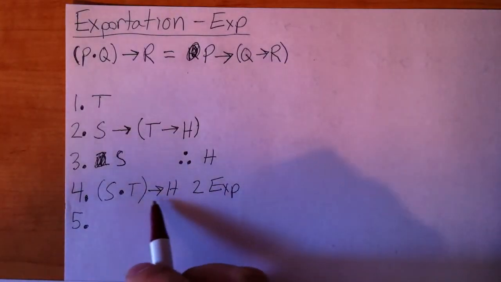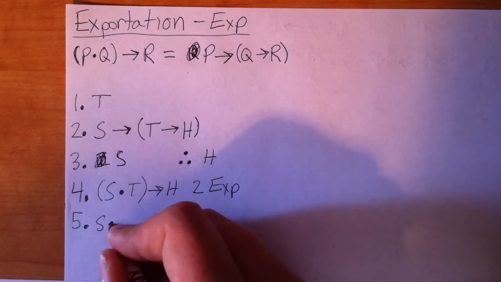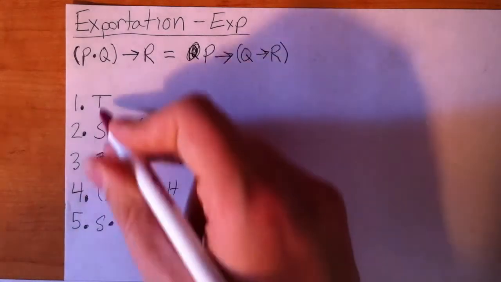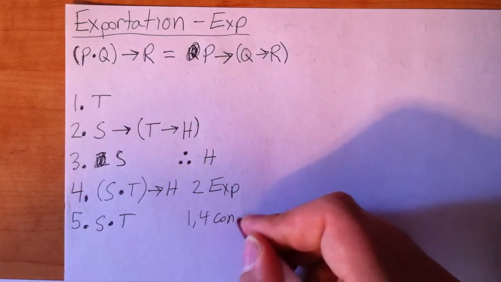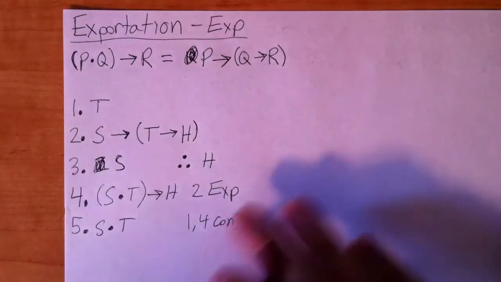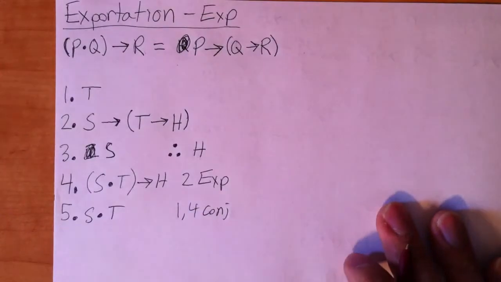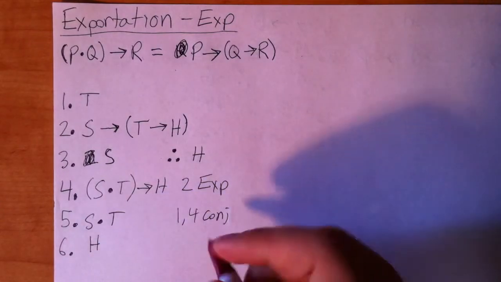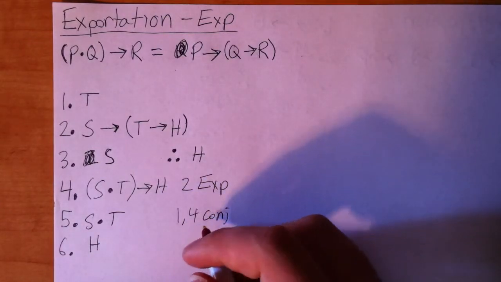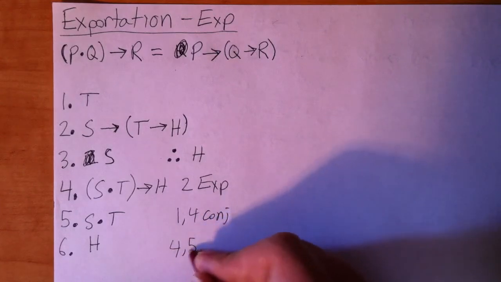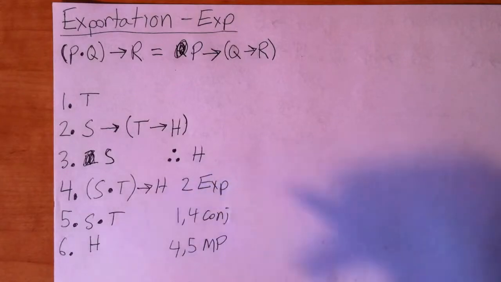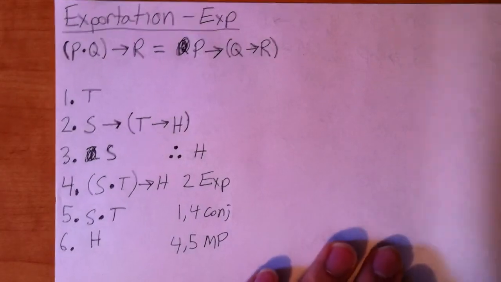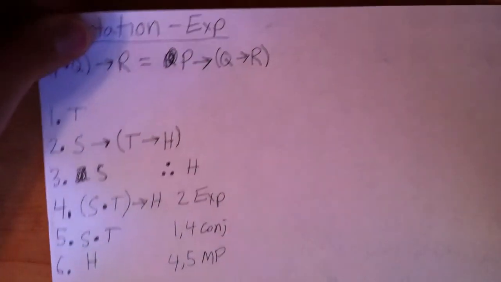Now I've got this conjunction over here on the left side, so if I just use my conj rule, right, I can form the left side of this conditional through combining 1 and 4, conj, right? And then finally, now that I've got that taken care of, I can on line 6 finally get H from lines 4 and 5. MP, right? So that's all exportation is: moving parentheses around and changing arrows to dots or dots to arrows. It's really pretty straightforward. Again, the more you do, the easier it gets to see.